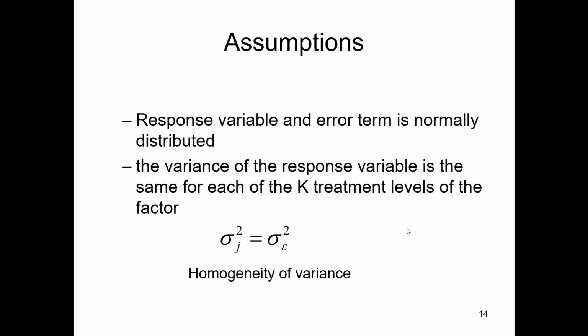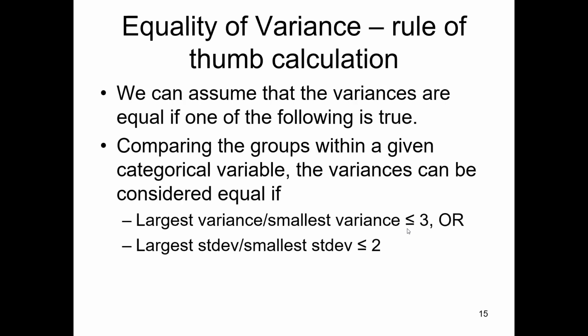Very simple thing to do. Now, it gets tricky as to what is equal. They're not all going to be exactly the same. That's silly, we know that's not the case. It's going to be a little bit of fluctuation. So we have a quick and easy rule of thumb that we can use to see if those variances are equal enough. The quickest way to do this is to take our output and look at the largest variance divided by the smallest variance.